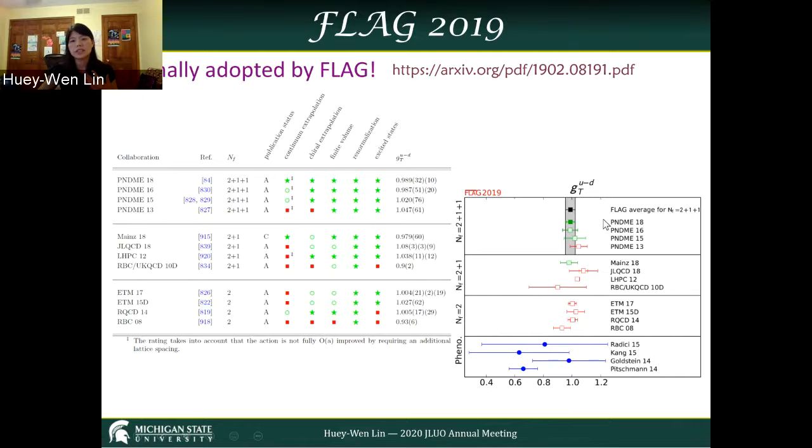So if you are an experimentalist or phenomenologist who just wants to use some of the latest numbers and plug them into your model or other comparison, then you can just look at the report and pick out the average number, for example.